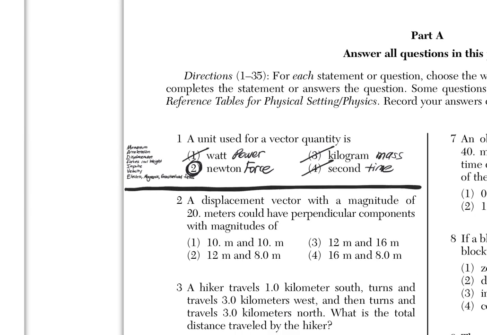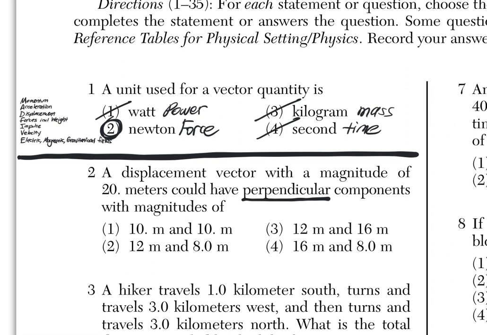Number 2, a displacement vector with magnitude of 20 meters could have perpendicular components of what? If my components are perpendicular to each other, the way that would look is that if I have an x component and a y component, and then there's the resultant, that makes a right triangle. So you have two components at right angles, a squared plus b squared equals c squared.